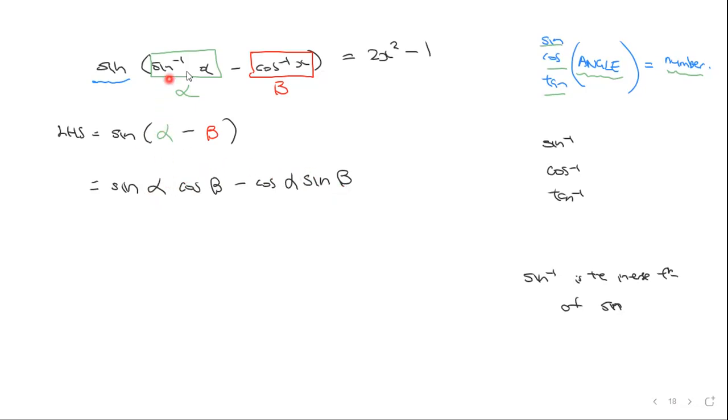Now let's look at this. You want to work out the sine of alpha, which is sine inverse x. Well, sine of sine inverse x is just going to be x. And cos of cos inverse x is also just going to be x. Those are pretty straightforward. But the other two might not be so much so, and that might warrant a little bit more attention.